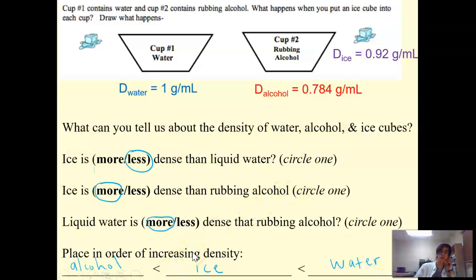Pretty cool, right? So I want you to fill out these examples in your Go Formative, just as a reminder, and make sure you write these down as your notes.